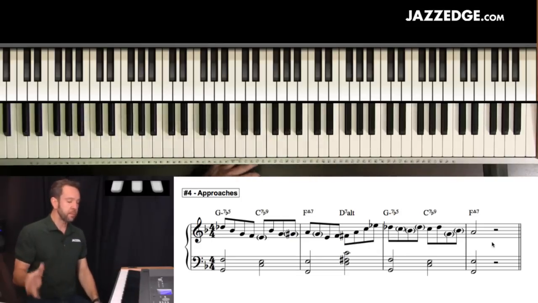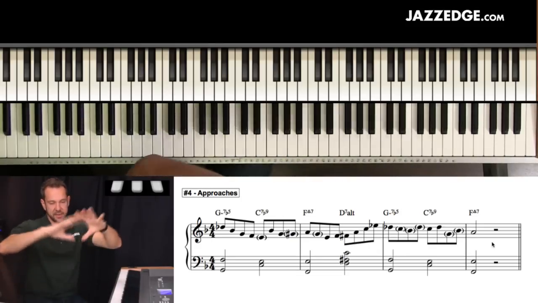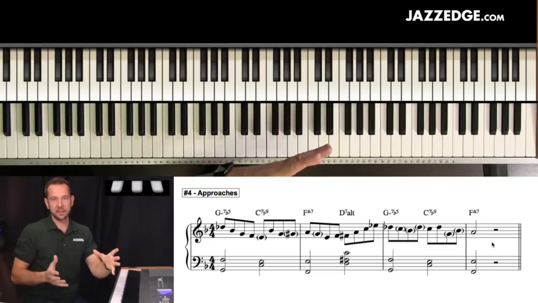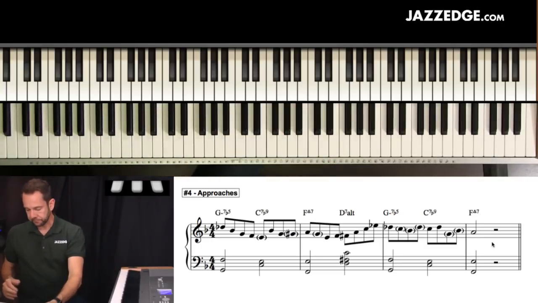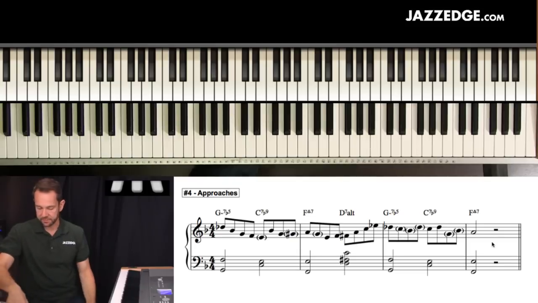Now, let me break this down for you so you kind of understand a little bit more of the larger concept, all right? This is where I can use this right now, all right?